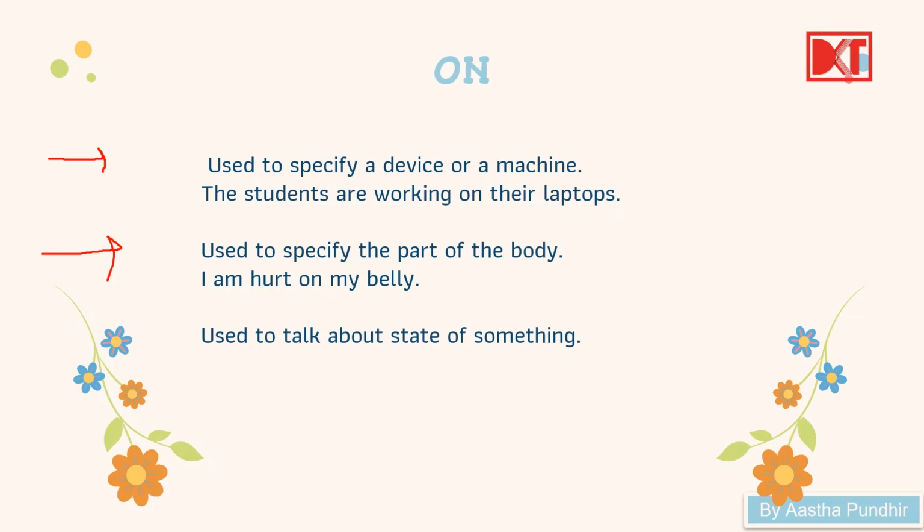Then we have used to talk about the state of something. The state of something, like the house is on fire. So what's the state of the house? It is on fire. Alright. So these are the different ways in which we can use on. Once we do the mock questions, it will be clearer to you.